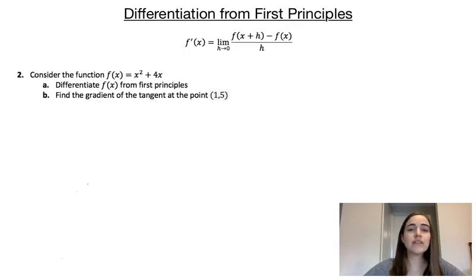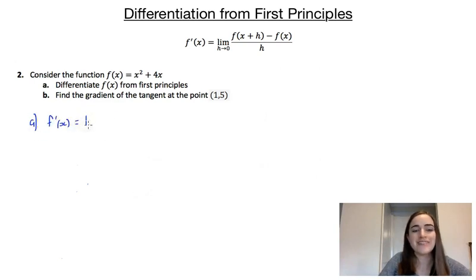Our second example is slightly more complicated. So the function we're given this time is x squared plus 4x. For part A, we are just asked again to differentiate from first principles. So f dash x will be equal to the limit as h approaches 0 of f of x plus h. So that means it's going to be (x plus h) squared plus 4(x plus h). So anywhere there was an x, I've replaced with an x plus h. And then I'm going to subtract whatever our original function was, which was x squared plus 4x.